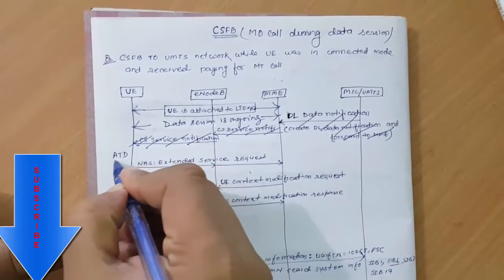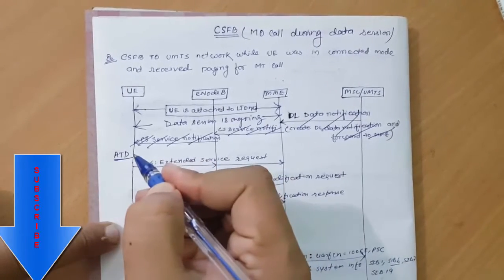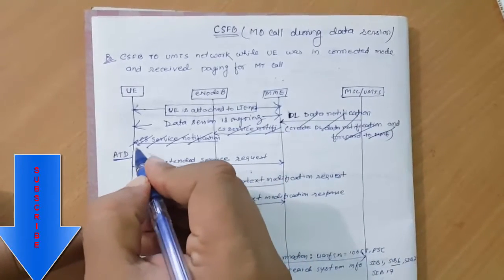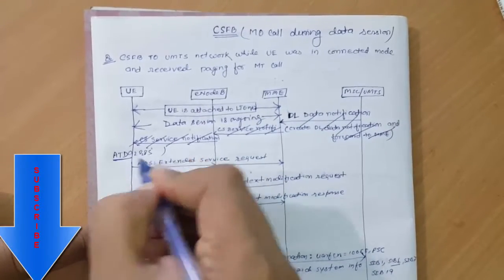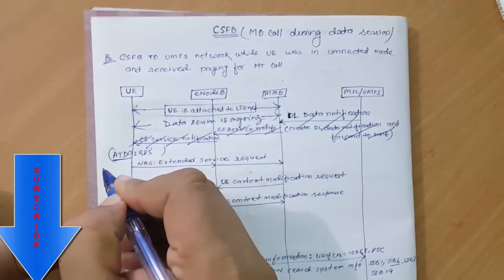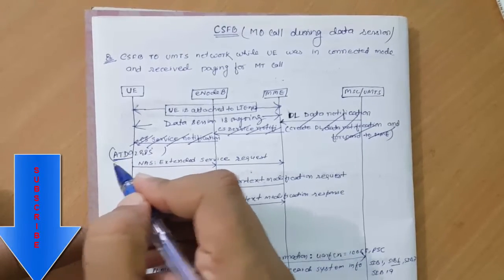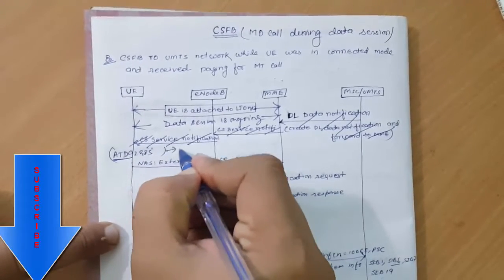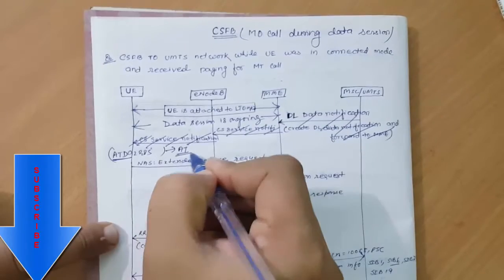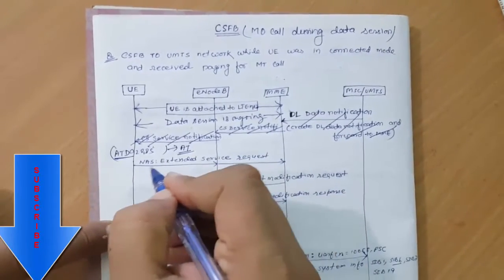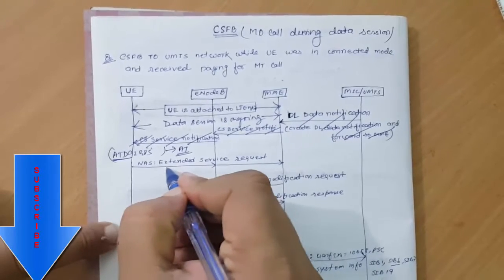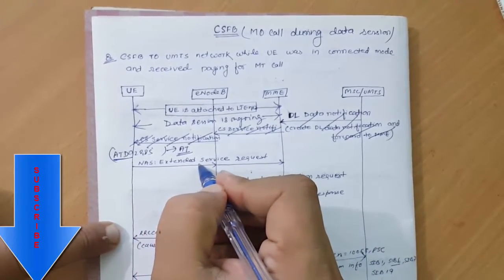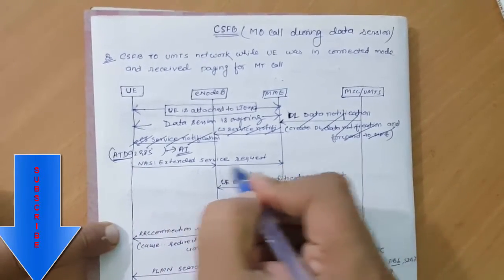At that time, the ATD command is triggered. The ATD command is for dialing the call. So ATD with some number, whatever number, is dialed. The service user starts a CS call using the AT command. In the next step, the UE sends the extended service request message with the CS fallback indicator.